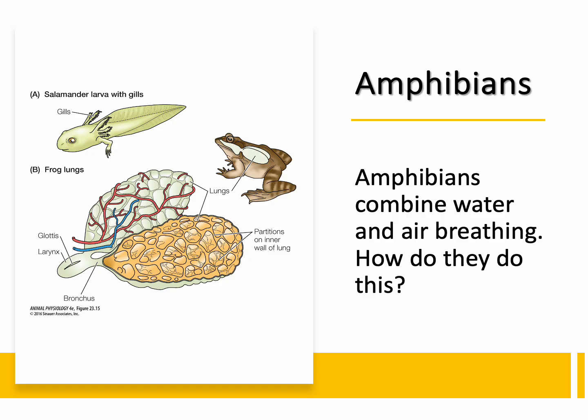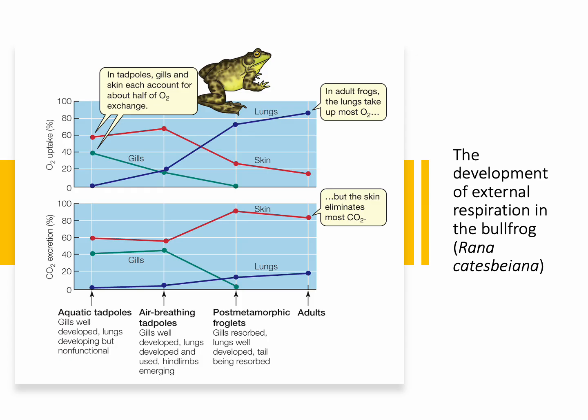Amphibians are the animals that most mix water and air breathing. So if we were in class, I would ask you, how do they do this? Think about it. How is it that they're able to combine both water breathing and air breathing? What from your reading shows you this? Okay, we're going to describe how this occurs in the bullfrog, but you should look at other amphibians as well.